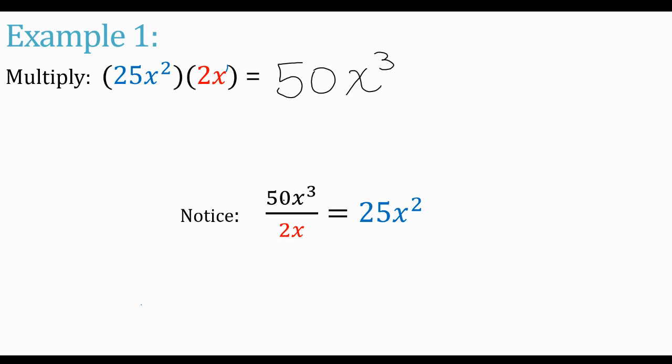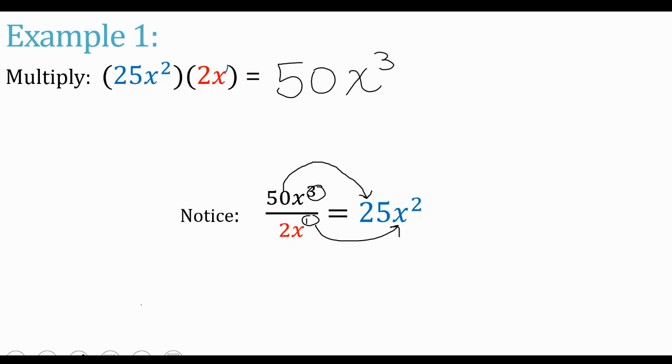So now if you notice, 50 and 2, when we divide that, what do we get? 25. So we have to divide those coefficients. Now, the exponents, we have a 3 here, and we had that invisible 1, and we're going to subtract these. That's how we get the 2 right here.